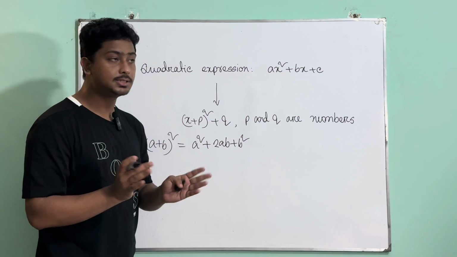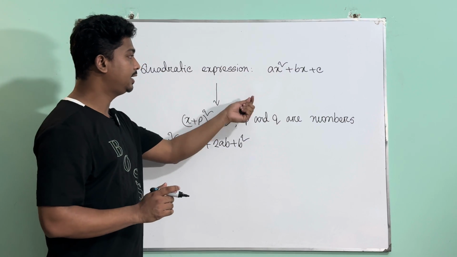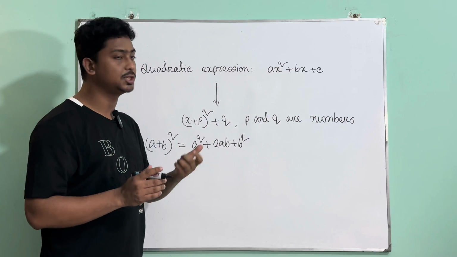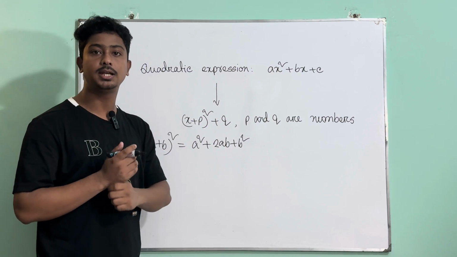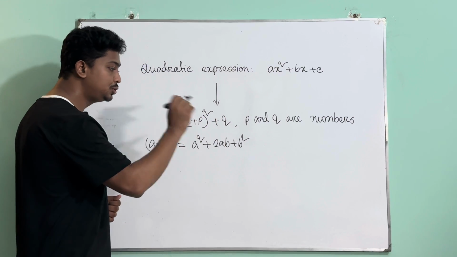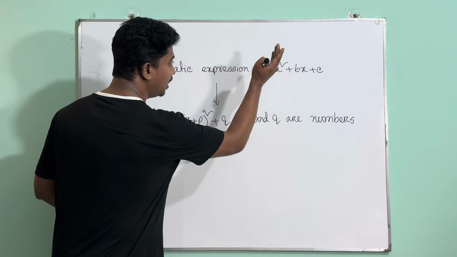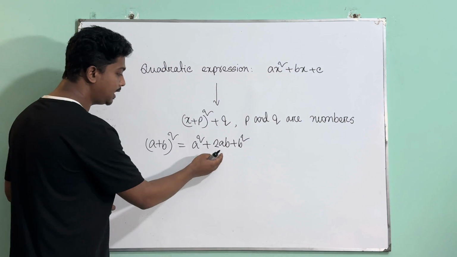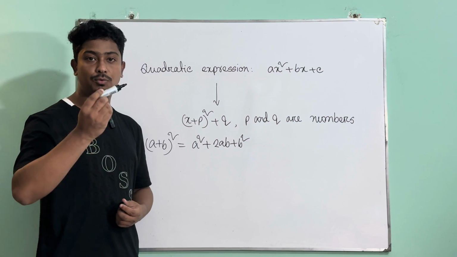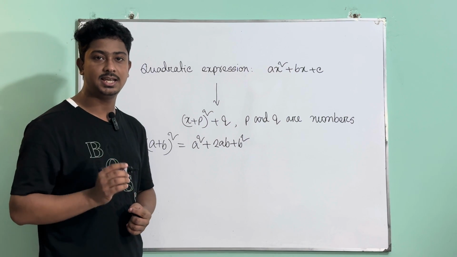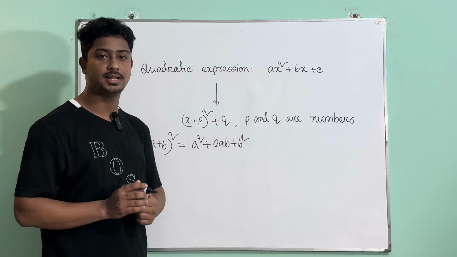So the idea is we are going to convert the quadratic expression x squared plus bx plus c from that format to (x plus p) whole squared plus q, where p and q will be numbers. And to do that, we are going to convert that quadratic expression to that format. Then using this formula, we are going to find our (a plus b) whole squared. Now let's see some examples and how actually we can convert like that.